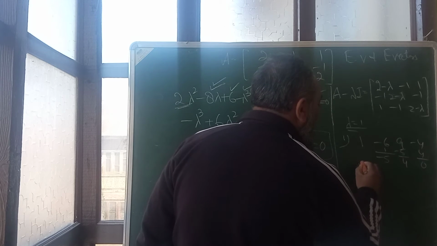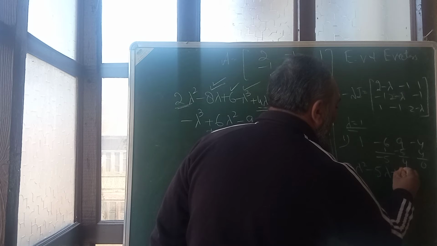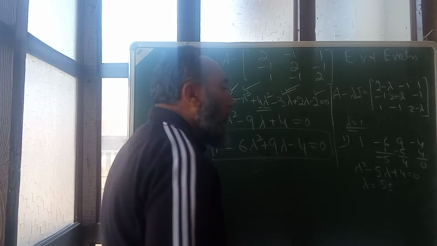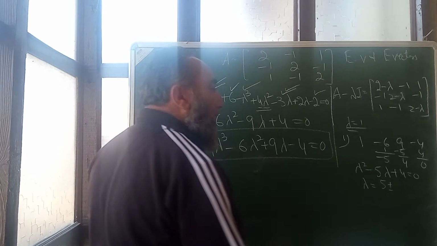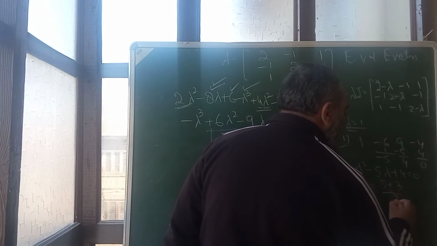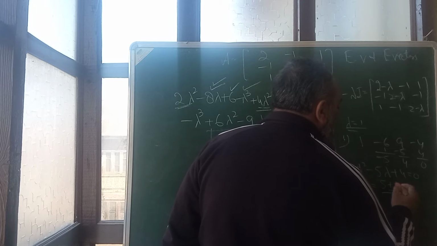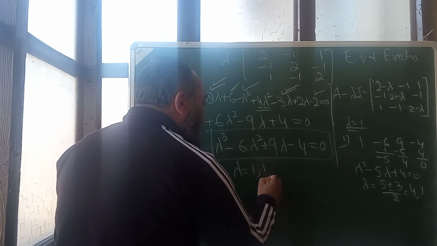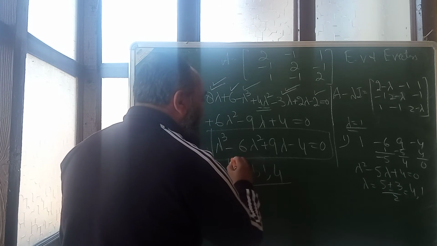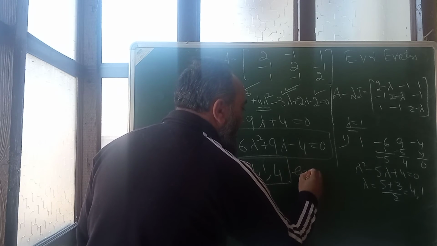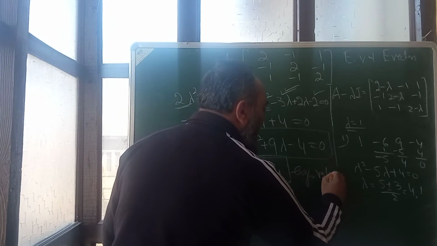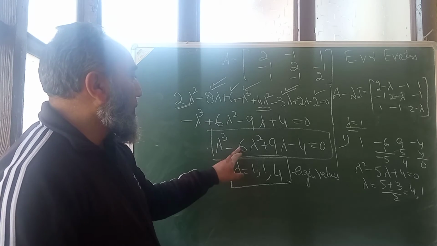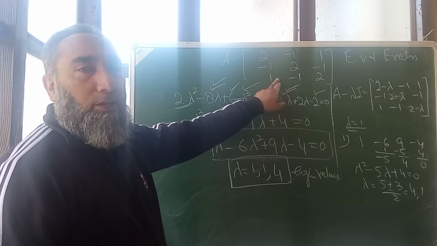So the depressed equation is lambda square minus 5 lambda plus 4 equal to 0, which gives lambda equal to minus b plus minus under root of 25 minus 16, which is 9, under root which is 3, by 2. So it is 4 and 5 minus 3 it is 1. So lambdas are 1, 1 and 4. So these are the eigenvalues. Fine. These are the eigenvalues of this matrix.